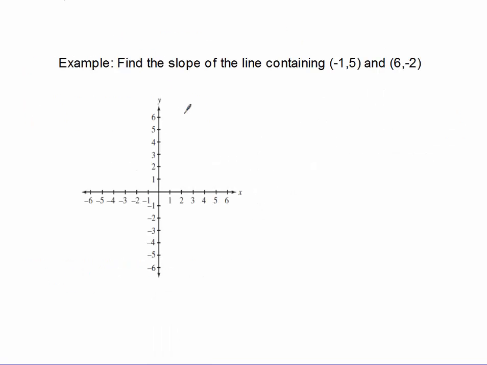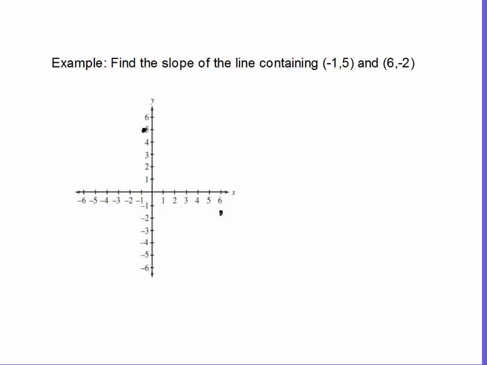So let's look at an example of how to find the slope of a line. Here I'm given two points, and generally you don't have to graph the line to find the slope, but it's a good visual. So I'm going to graph these two points: (-1, 5) there, and then (6, -2), and now I'm going to connect the two to draw my line. So there's a line that goes through these two points. Okay.